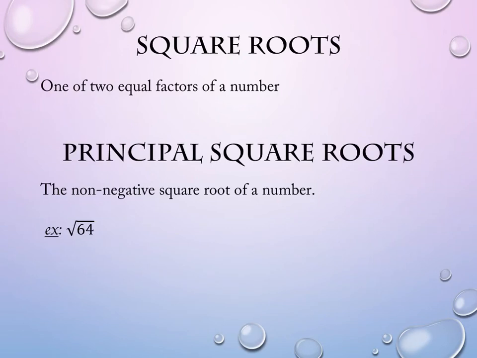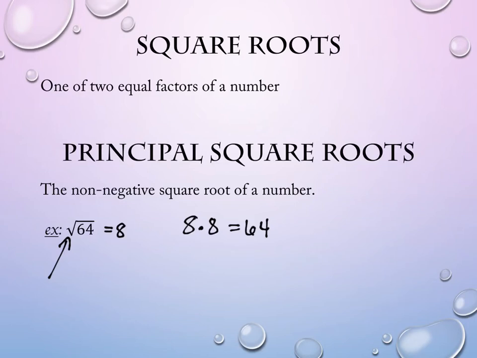So we're talking about square roots. A square root is one of two equal factors of a number. So, for example, let me do principal square root first. The principal square root is the non-negative square root of a number. So we've got an example of square root 64. If I were to have asked you this without even defining the non-negative part, you probably would have told me the non-negative part. What is the square root of 64? 8. And the reason is because 8 times 8 is 64. So whenever you see this symbol, the radical symbol, it means tell me the positive answer.